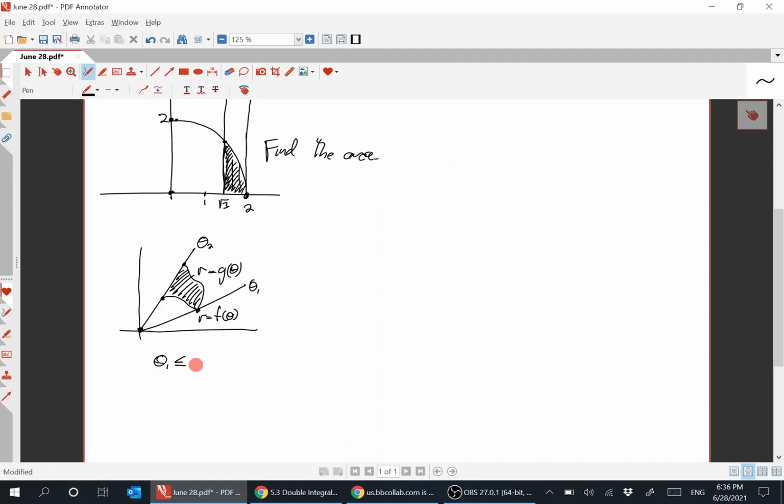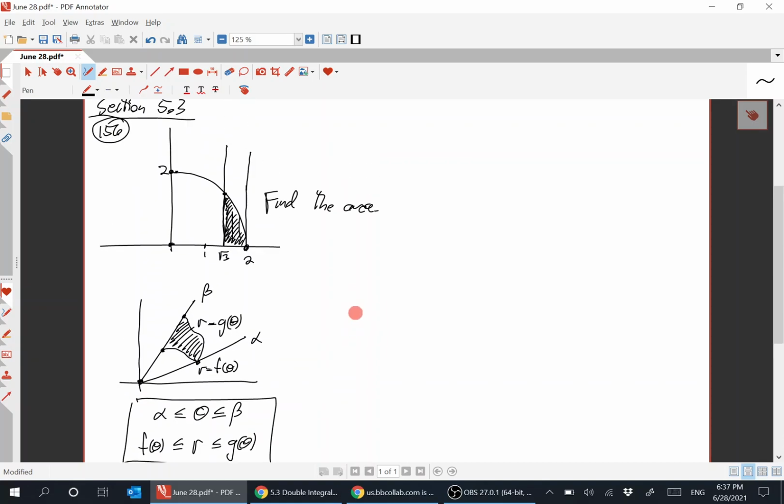theta 1, maybe I shouldn't call it theta, let's say alpha and beta. Alpha is less than or equal to theta, less than or equal to beta, and then the r is caught between the f and the g. So f of theta is less than or equal to r is less than or equal to g of theta.